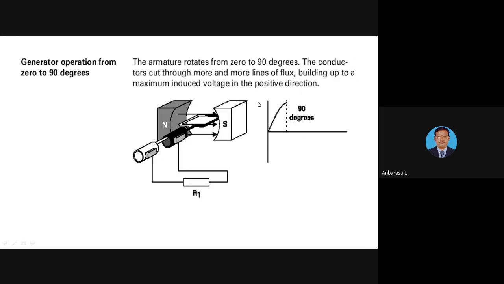So after 90 degree rotation, the black color conductor is moved from 0 degree to 90 degree towards the south pole. Towards the south pole means it cuts the magnetic lines of flux from minimum to maximum value of flux lines, and also it is nearby the south pole. That is the black color conductor. Similarly, the white color conductor is moved towards the north pole.